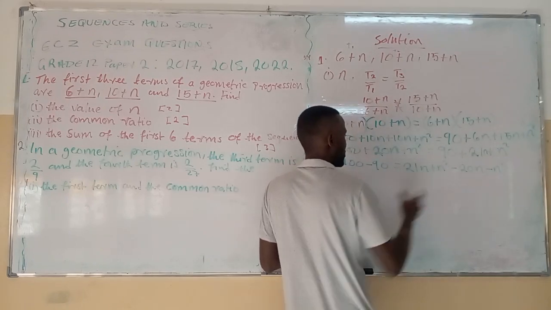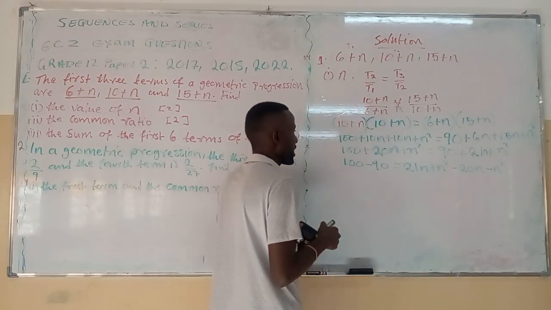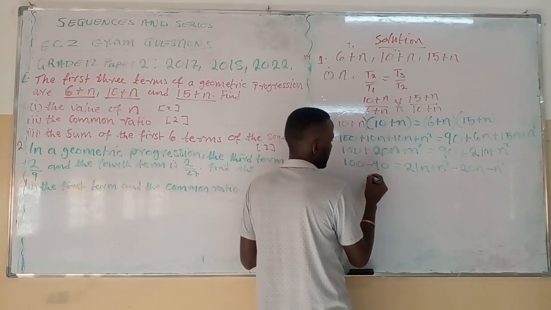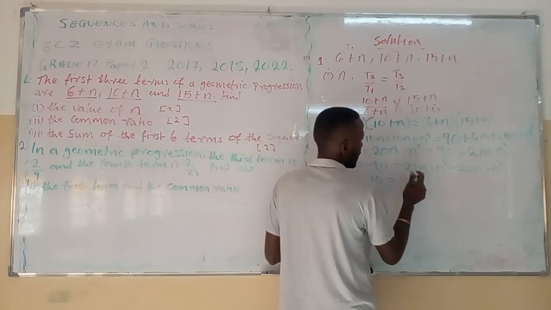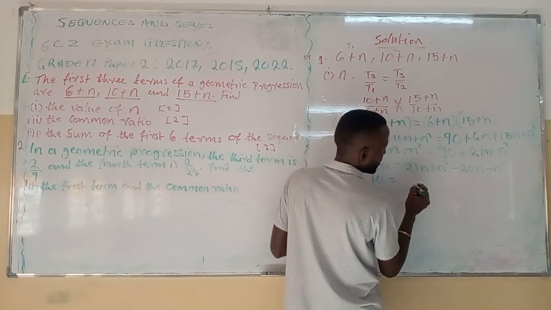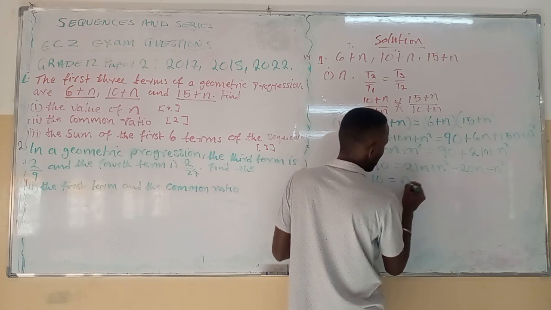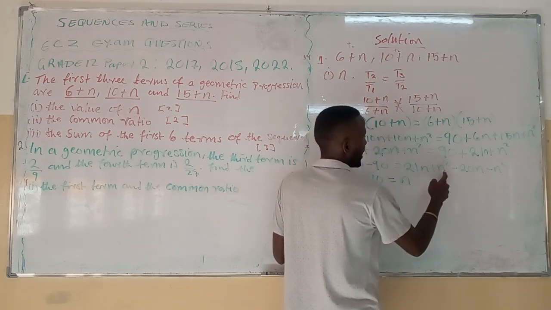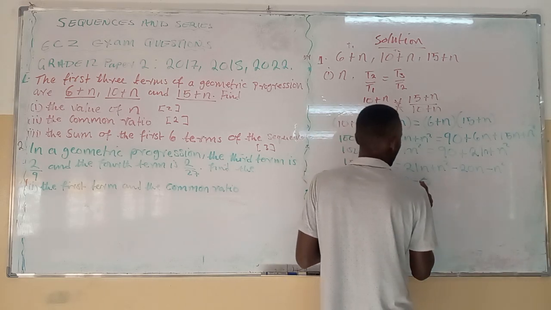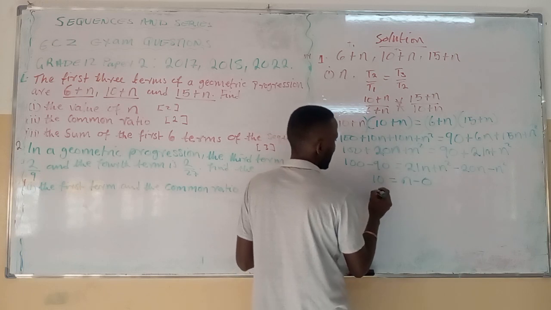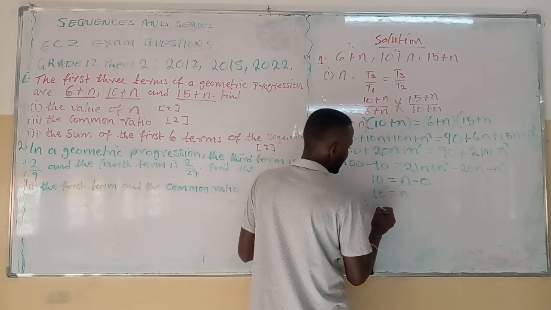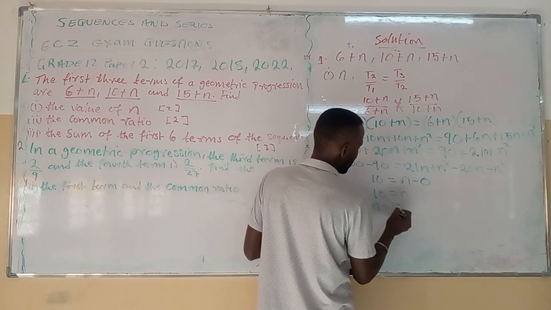So now we can simplify. 100 minus 90, you have your 10, equal to 21n minus 20n, we have n. The value of n, we have just one n. Then n squared minus n squared, we have 0. So now here you can see it is more like we are saying 10 is equal to n. Therefore, the value of n is equal to what? 10. So this is the value of n.